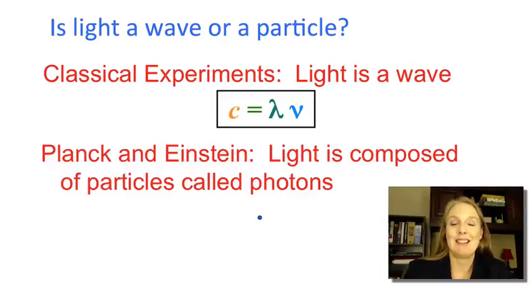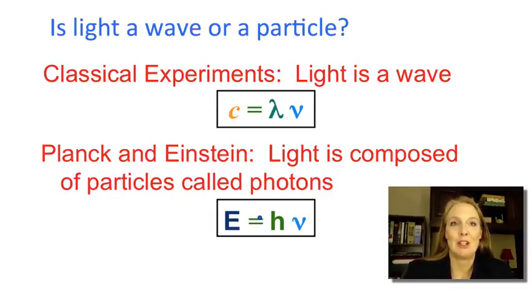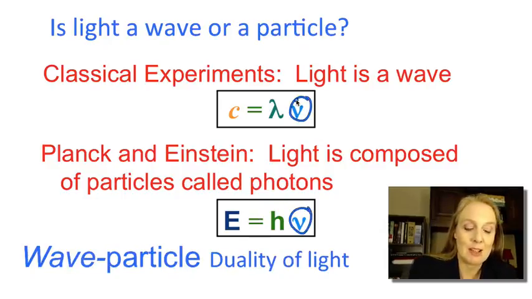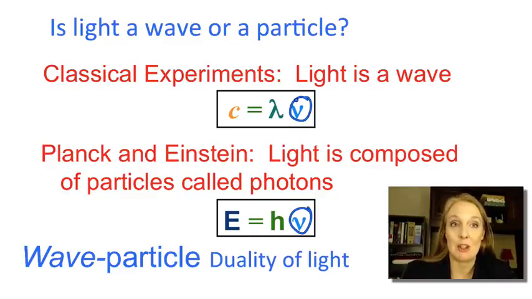But Planck and Einstein refined the theory by basically inventing quantum mechanics by saying that light is also composed of these particles called photons. And those photons have an energy that relates to h nu. So with these two equations, we have the wave-particle duality of light. And you see that both equations contain the frequency nu. So we can write a form of the equation for the energy that contains both the speed of light and the wavelength of light, can't we?